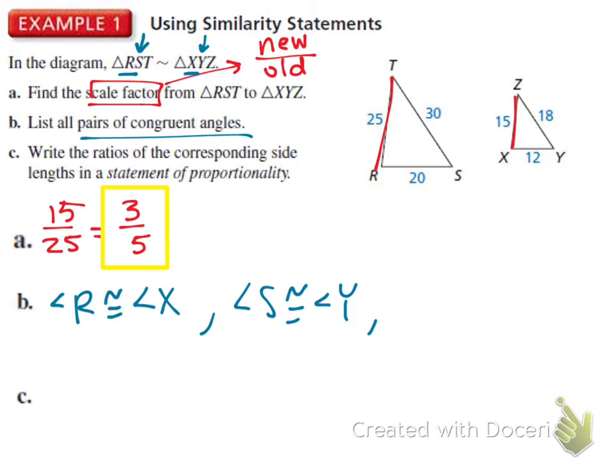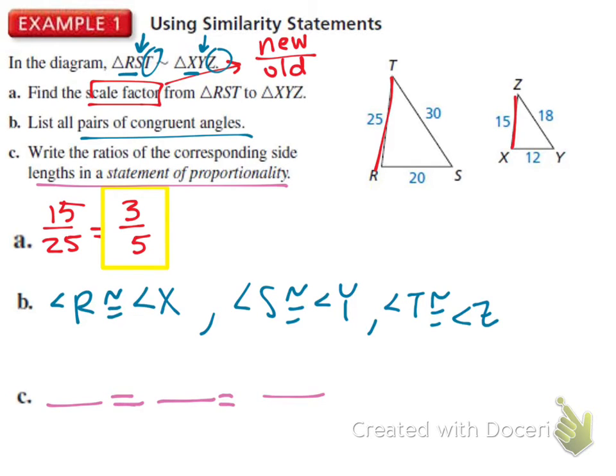Give you another 30 seconds or so. Then you can check your answer. We'll do this last one together.